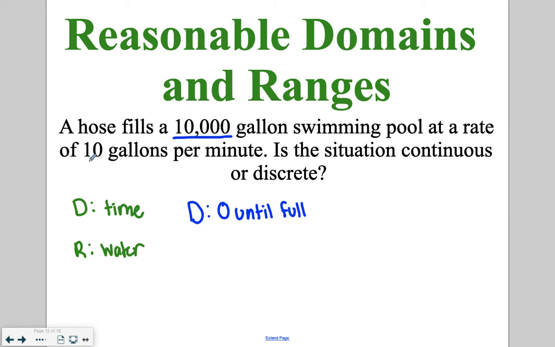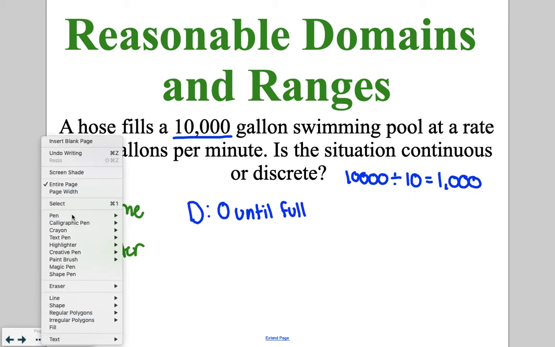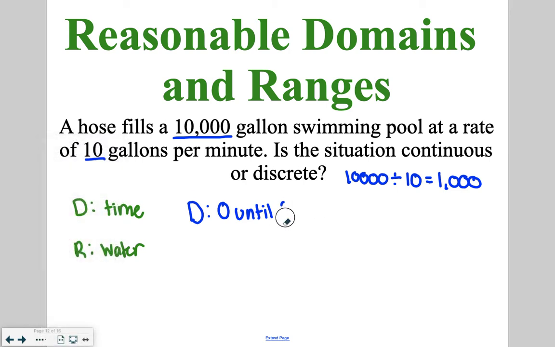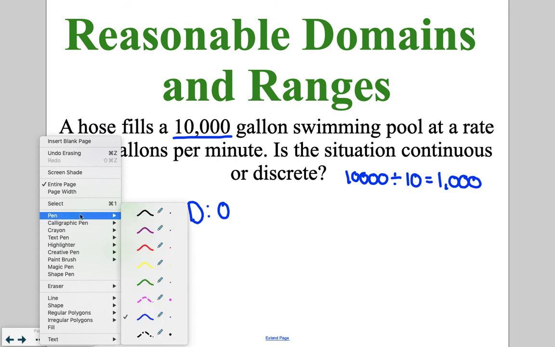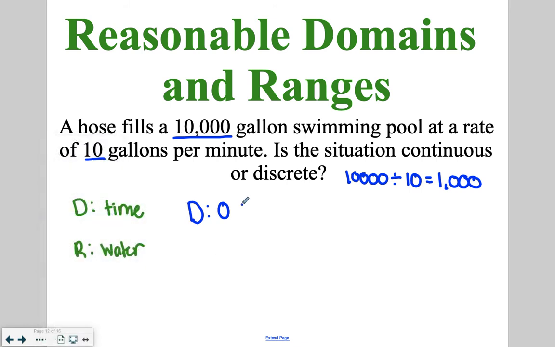We've got 10,000 gallons and 10 gallons per minute. So in order to figure out the amount of time, we're going to take our full pool, divide it by that amount of time, and that's going to give us 1,000. So our domain then is going to be 0 to 1,000. And we want to be even more specific about that.